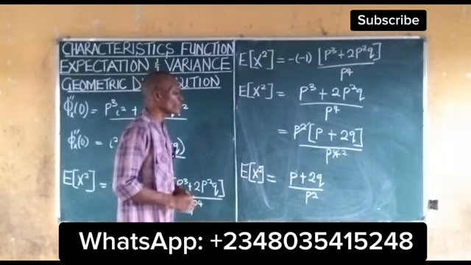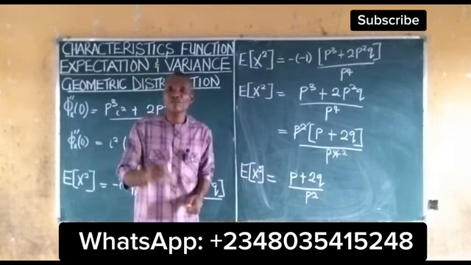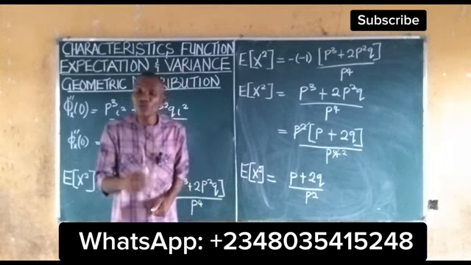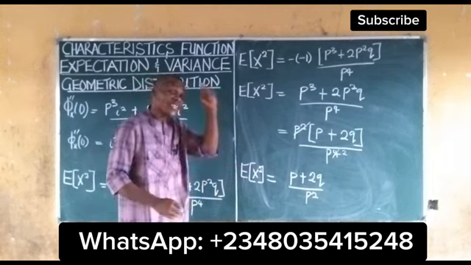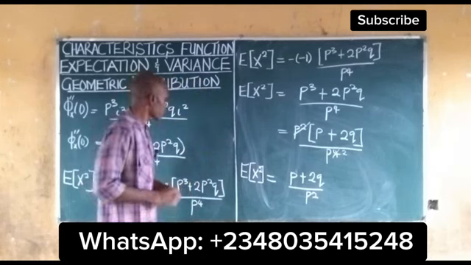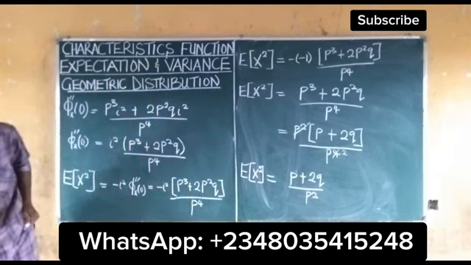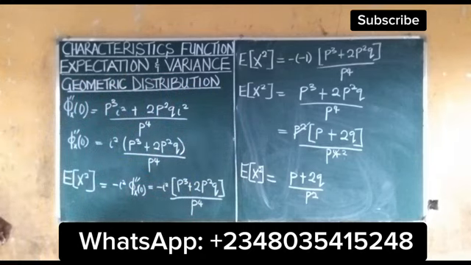The next thing to do is to look for our variance. So how do we obtain the variance? We also recall, for us to obtain the variance, we move over to this other side of the board.